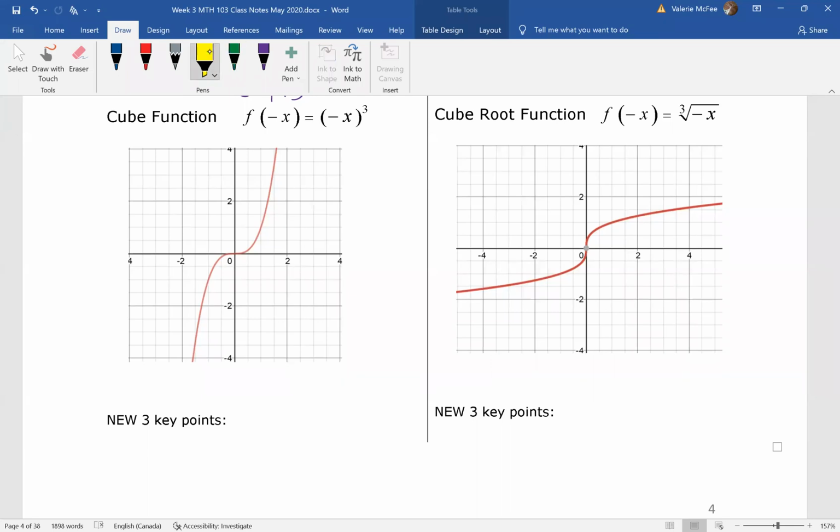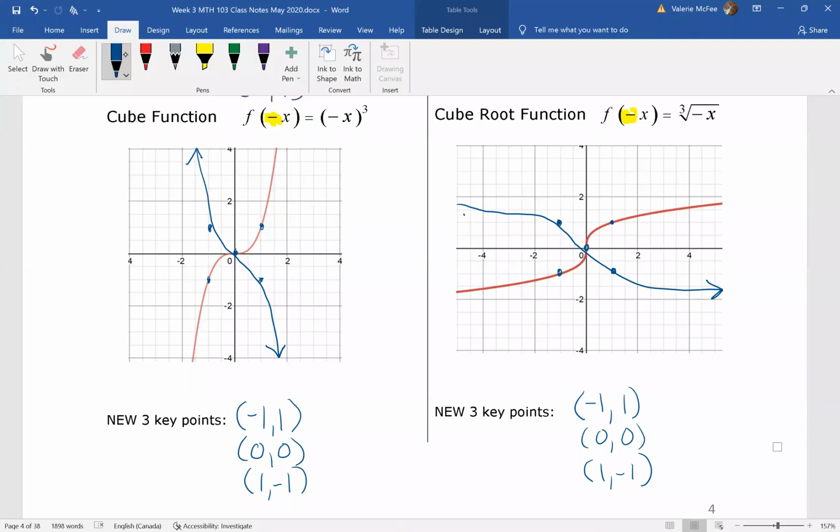Let's do the transformations for each of these. For both of them, we're looking for the f of negative x. We're looking for reflections across the y-axis. Find the new key points and graph the transformations. So we've reflected everything on the left to the right and the right to the left. Same thing here. The right is reflected across the y-axis. The left is reflected across the y-axis.